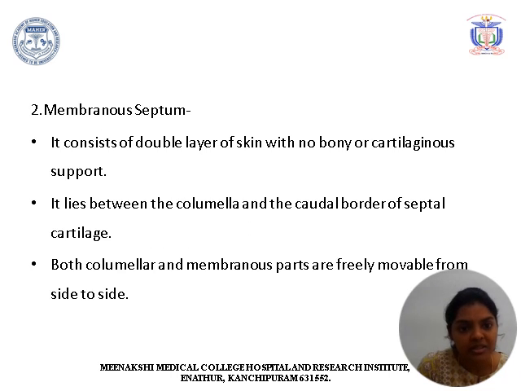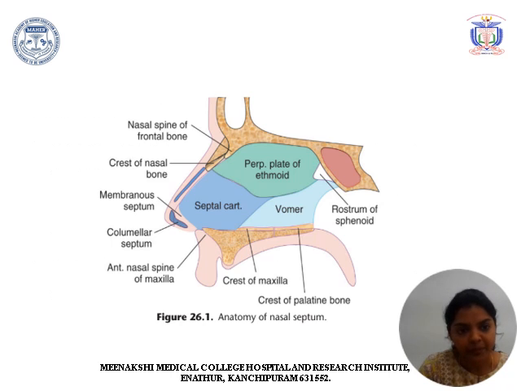Second part is your membranous septum. So it consists of double layer of skin with no bony or cartilaginous support. It lies between the columella and caudal border of the septal cartilage. So both this columellar and membranous parts are freely mobile from side to side.